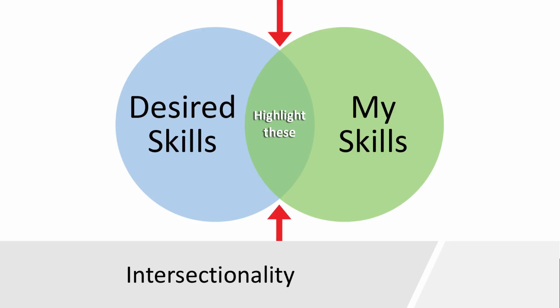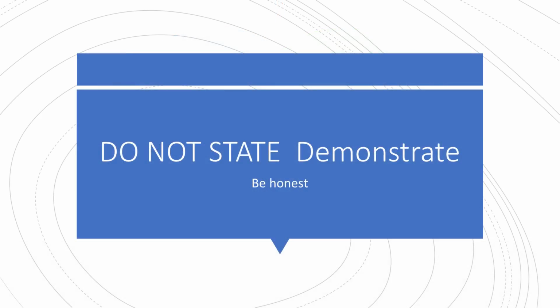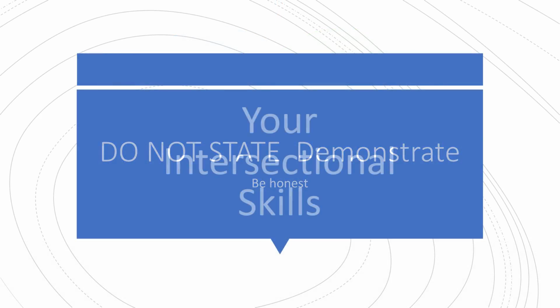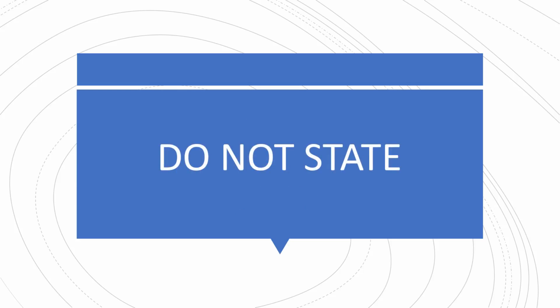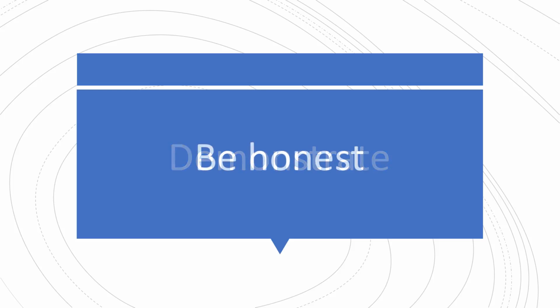And these are the skills that you will need to highlight when you provide a STAR response. When you have skills that intersect with the skills that are desired, you will find that you do not need to state anything. You'll have opportunities to demonstrate, and you will be honest. And honesty is an important part of using this methodology.